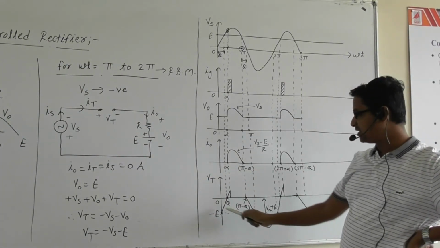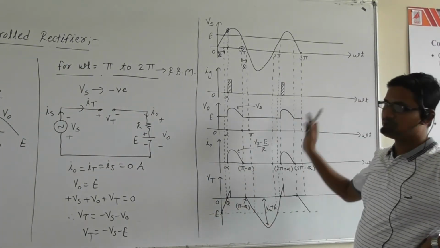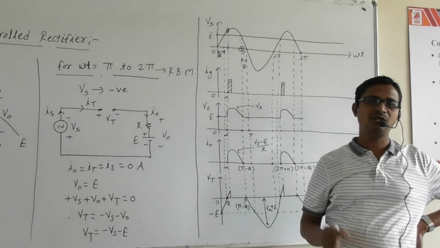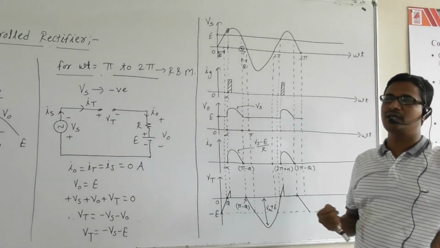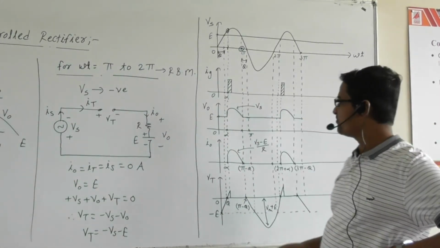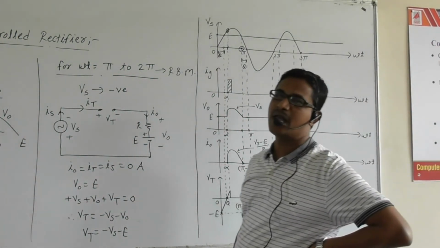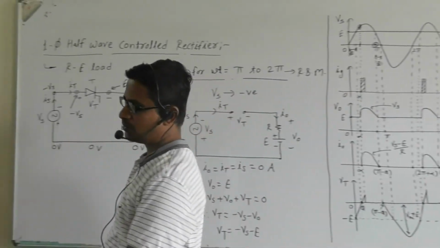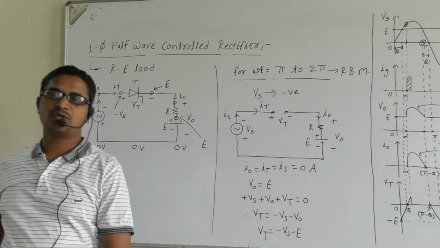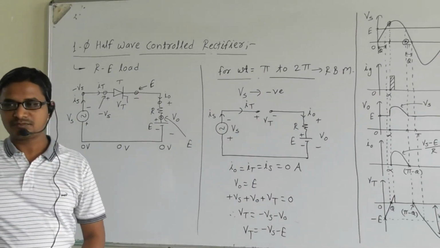After 2 pi, what will happen? The same cycle goes on repeating. Are you getting the point? So here for RE load, important to note that SR will be in the on state only during theta to pi minus theta, that is, omega t is equal to theta to omega t is equal to pi minus theta.